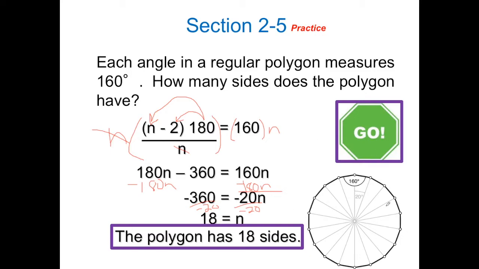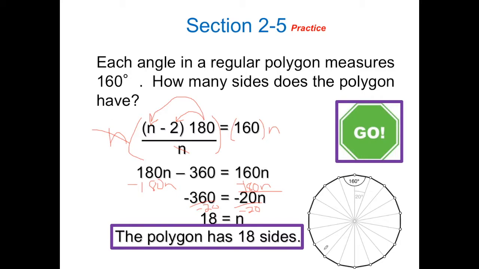Anyways, this has 18 sides, so this makes sense. Remember that what you saw on the last slide is that a regular pentagon had a 108-degree single angle. A regular hexagon had a 120-degree angle. A regular octagon had a 135-degree angle. Do I know how many sides get 160 degrees? No, I don't have that one memorized, but it would make sense that 160 degrees is bigger than 135, bigger than 120, bigger than 108.